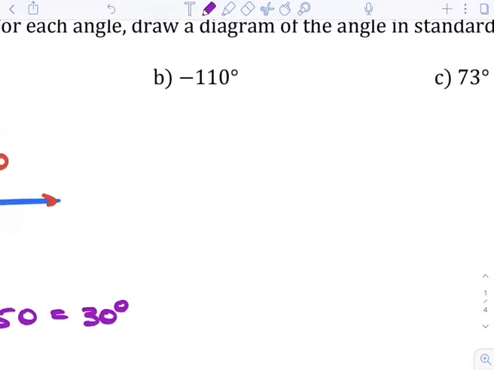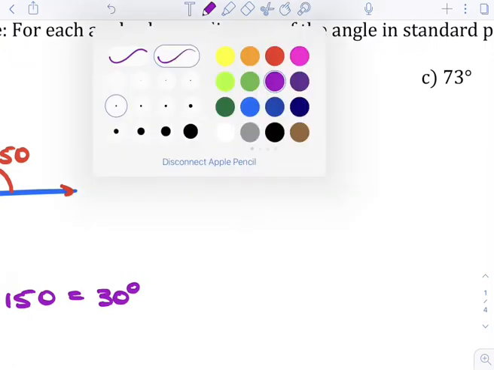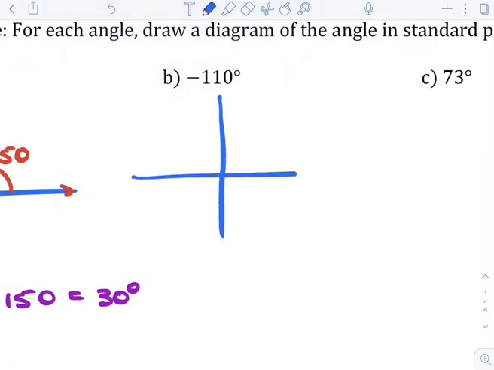Let's continue to the second one. Negative 110. Remember, negative means we're going in the opposite direction. In this case, we're going clockwise. So that'd be negative 90. This would be negative 180. That's too much, so it's got to be in this quadrant here, quadrant 3.